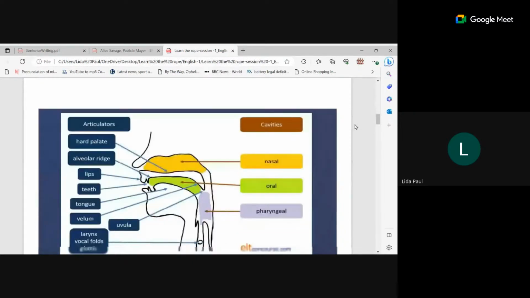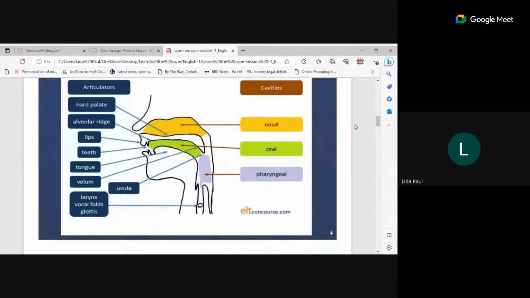Okay. So are you all familiar with this figure that you see on screen? Yes. Yeah. So what is this? What do you call this? I mean, what is this representative of? It is, yeah, this is your oral cavity.